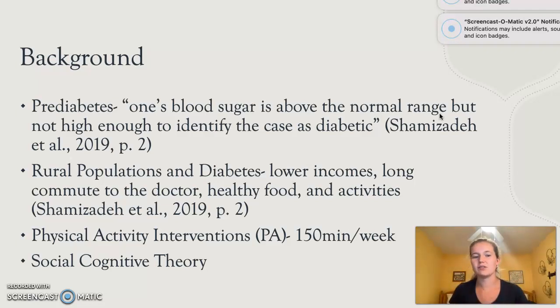Next, I want to address what physical activity intervention, or PA, is. Physical activity interventions aim to increase the individual's exercise weekly goal to get to 150 minutes of moderate exercise per week. And then lastly, social cognitive theory.